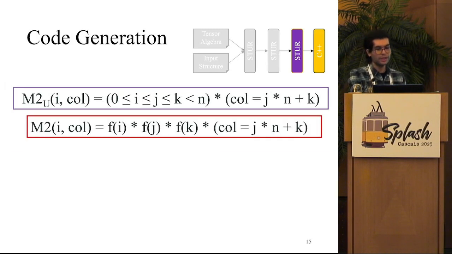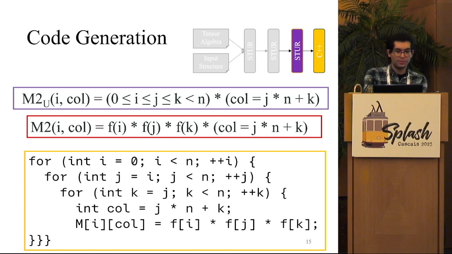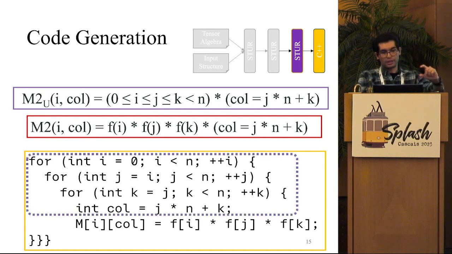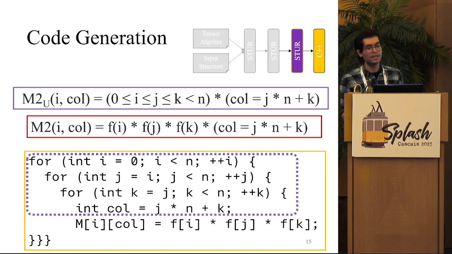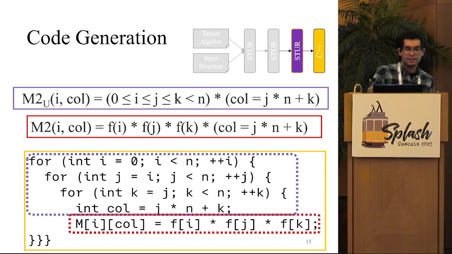And we need to generate some code for that now. So we have the output structure, and we have the tensor algebra input. So we can use the unique set, the structure, for generating loops and the computation over indices. So here it's for i between 0 and n, j from i to n, and k from j to n. And the index col equals j times n plus k, all of which are computed based on the unique set. And the arithmetic part, f_i times f_j times f_k, is going to appear in the computational part of the code.